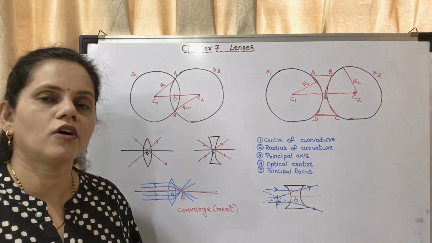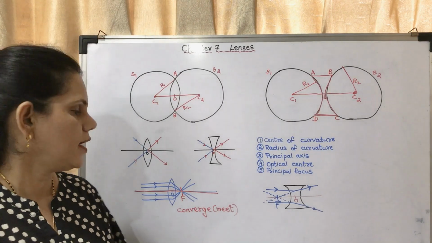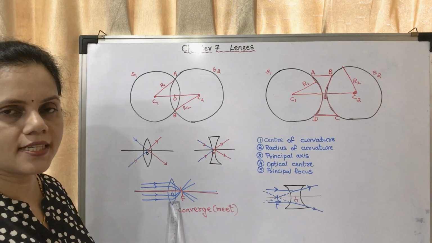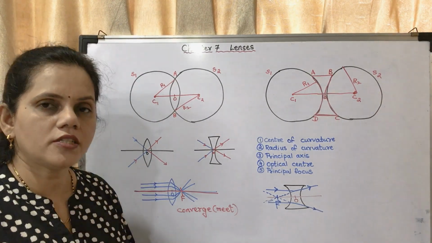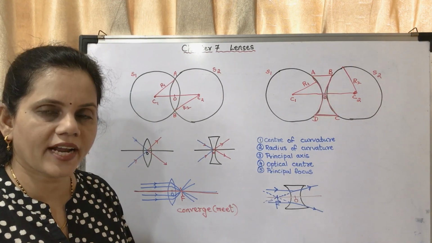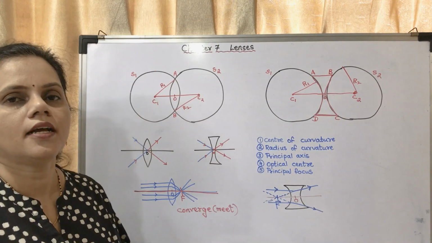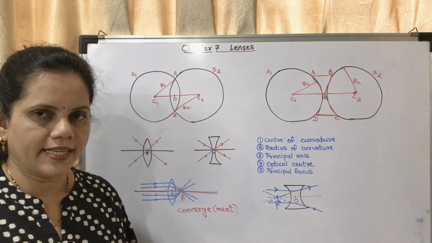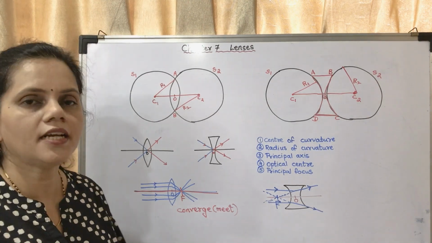Principal focus of convex lens is different. Principal focus of concave lens is different. In the principal focus of convex lens, the light rays coming from one side fall on the lens, get refracted, and they meet at a point. That point is called the principal focus of convex lens. As they meet at a point, it is said to be a converging lens.